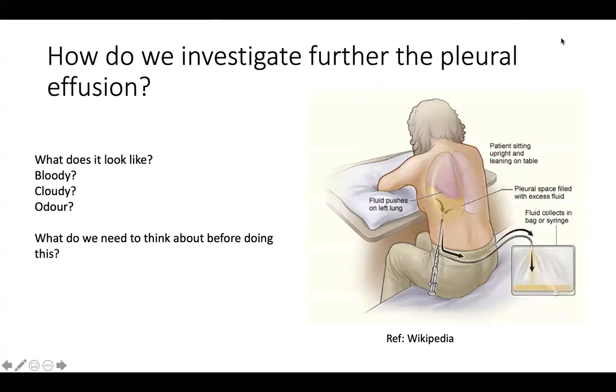Okay, so how do we investigate? We've had a person come in with respiratory signs at the beginning. We've done a chest x-ray. We've decided that we think there is a pleural effusion. We want to know what is going on, to investigate further. How do we do this? We do this with thoracocentesis.